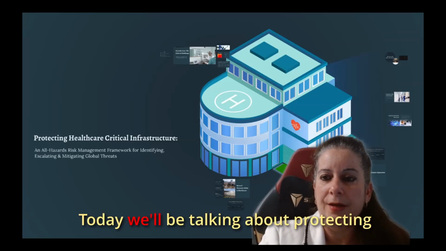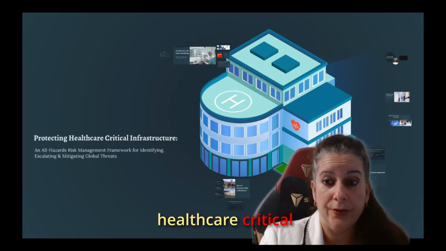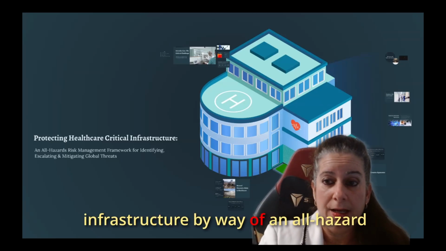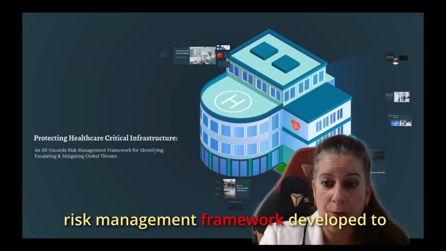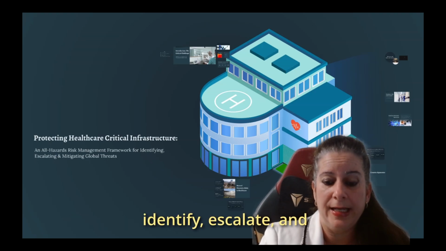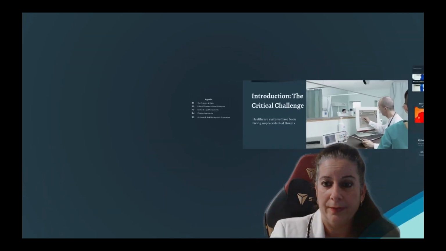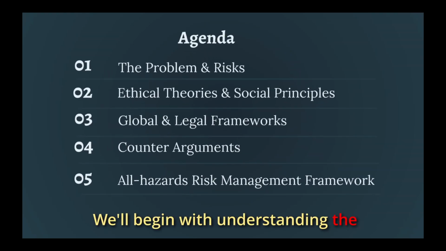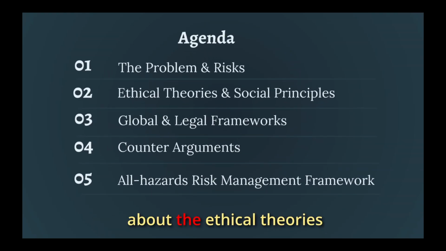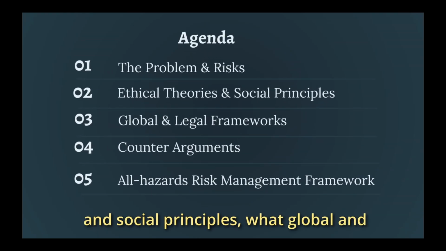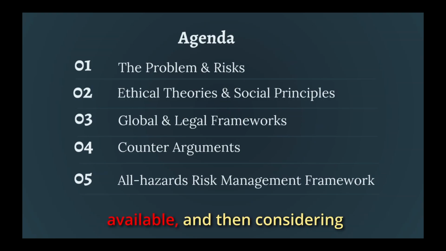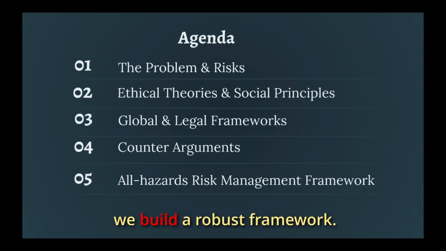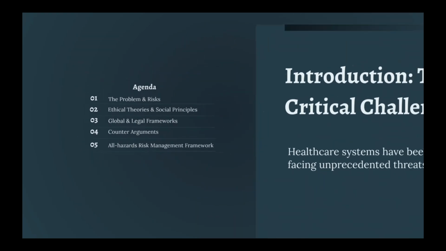Hello. Today we'll be talking about protecting healthcare critical infrastructure by way of an all-hazard risk management framework developed to identify, escalate, and mitigate global threats. We'll begin with understanding the problem and risk, thinking about the ethical theories and social principles, what global and legal frameworks are available, and then considering counter-arguments to ensure we build a robust framework.